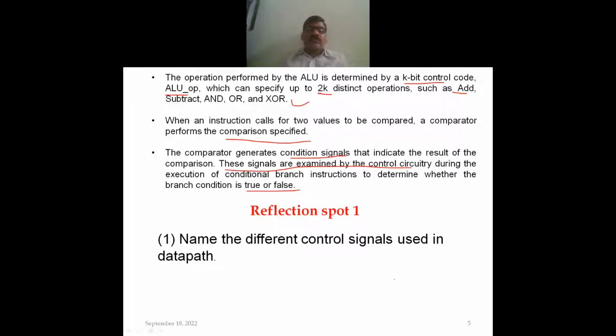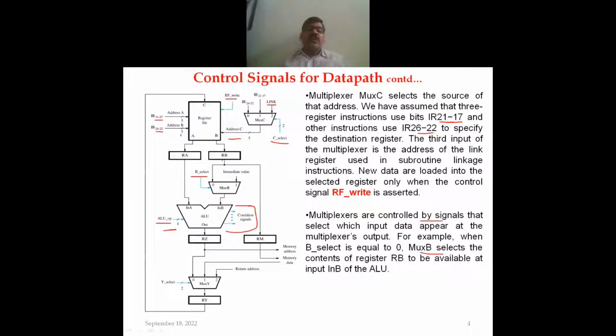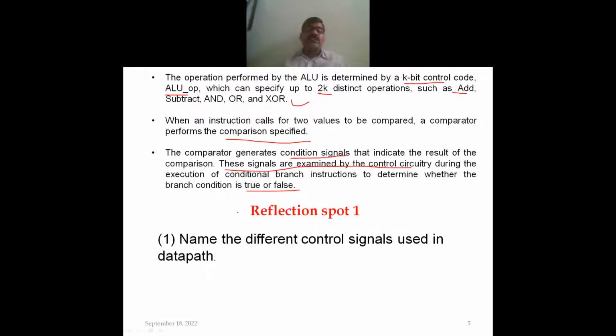Okay, so this is the reflection spot for this. Name the different control signals used in the data path. So what are the control signals used in the data path? We have RF_write as one control signal, C_select is another, B_select is another, ALU_op is also a control signal, and then Y_select is also another control signal, and these condition signals which are related to the arithmetic operation. After carrying out that arithmetic operation, it will choose the outcome of the condition comparison when we are using the branch instructions.